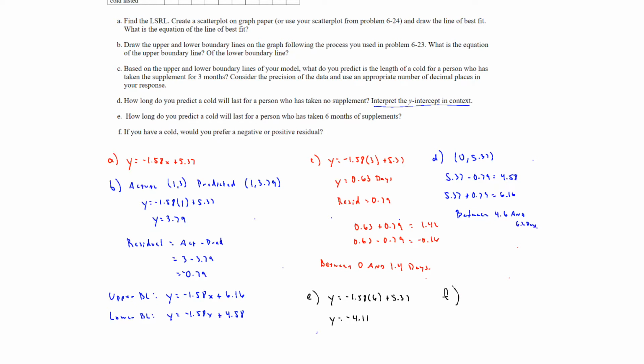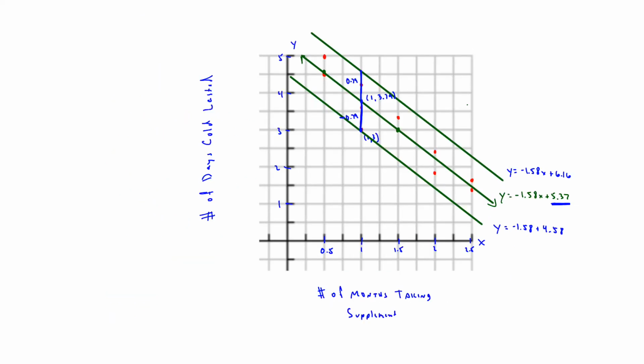And then the last question, F. If you have a cold, would you prefer a negative or positive residual? And think back to your graph here. Well, it looks like we would prefer a negative residual, so we would want something down here like this one. Because what that means is the actual cold was shorter than what was predicted by the model. So ideally we would want a negative residual, once again, because the actual cold was shorter than what was predicted by the model.